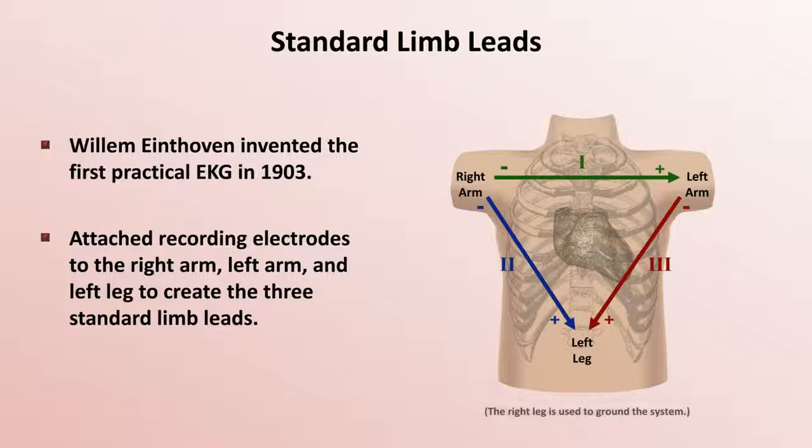The electrode on the right leg isn't used as part of a lead, but is rather used to ground the system. If your knowledge of electric circuits is limited, just remember that the right leg is not included in the leads, but the EKG will not record unless the electrode is attached.